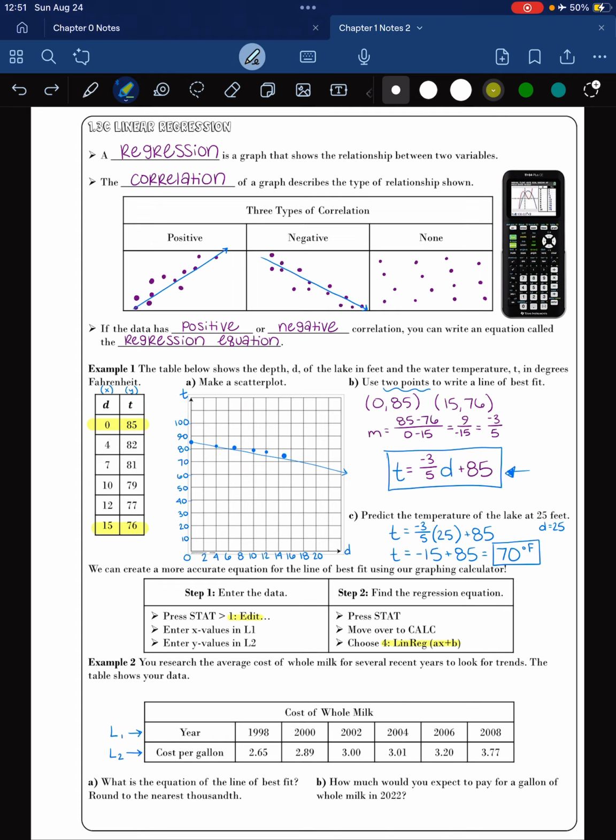So let's go and enter all of those into L1. Enter the cost per gallon into L2. Once you have that, press second quit. And then we're on step 2 now.